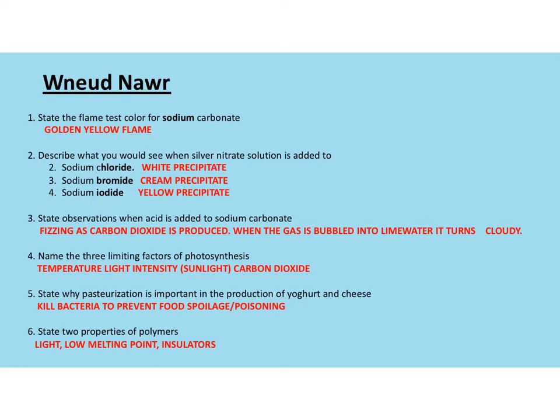And the answer to number 6, 2 properties of polymers. I've written more than 2 here, but as long as you have 2 of these: light, low melting point, and insulators. So give yourself a mark for each one you got right, and we'll move on to the rest of the lesson.